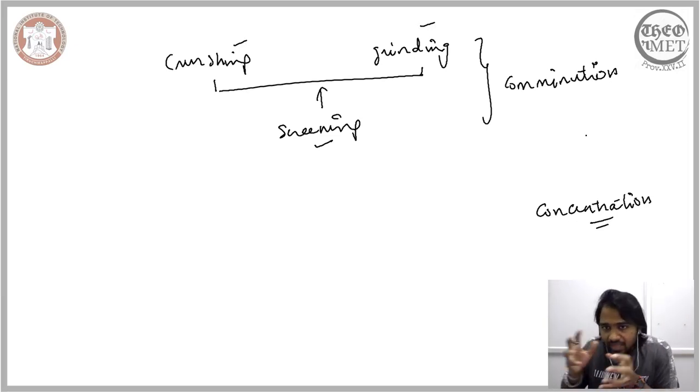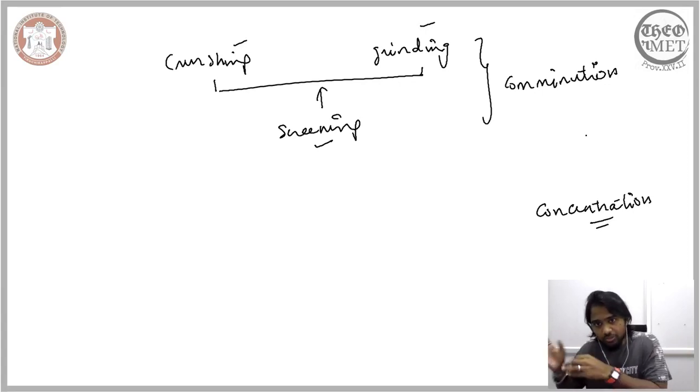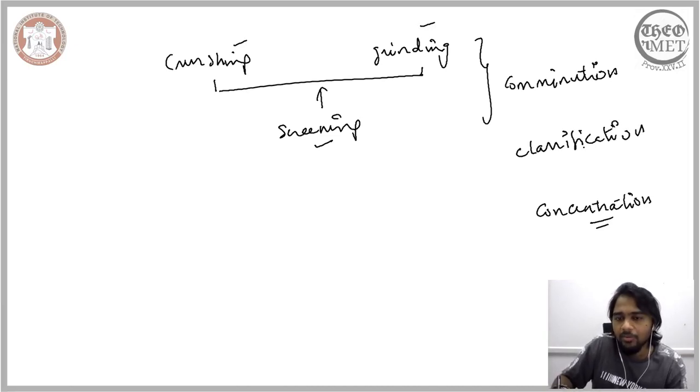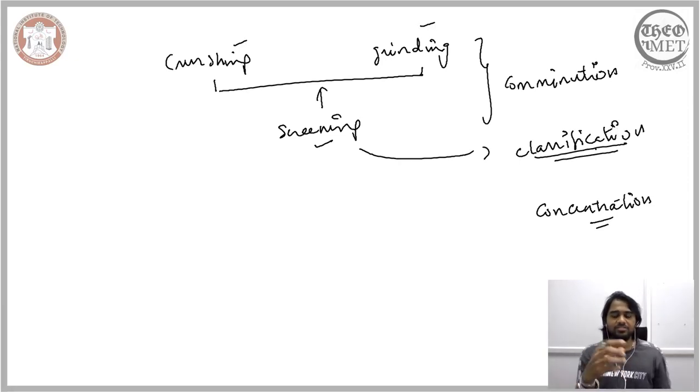Now, in this lecture, we'll be considering a process that is even closer to concentration than screening is. The only similarity between screening and concentration is the process of separation. However, the process that we will be considering has even more closeness to concentration, and this process is referred to as classification. You can think about classification as screening on steroids, meaning it is a more advanced version of screening.